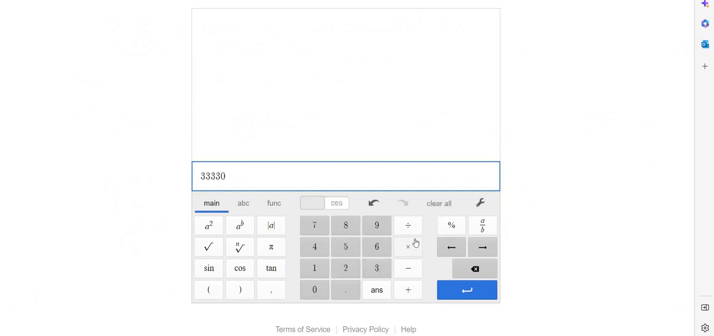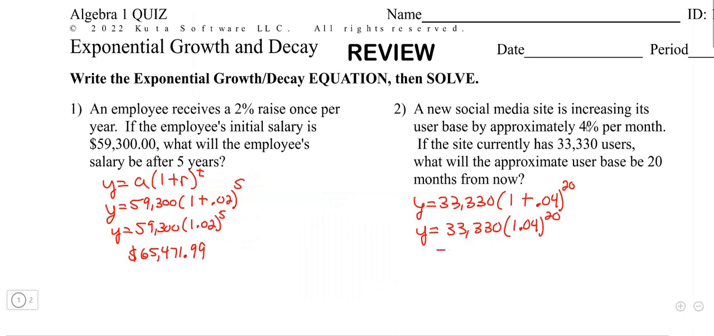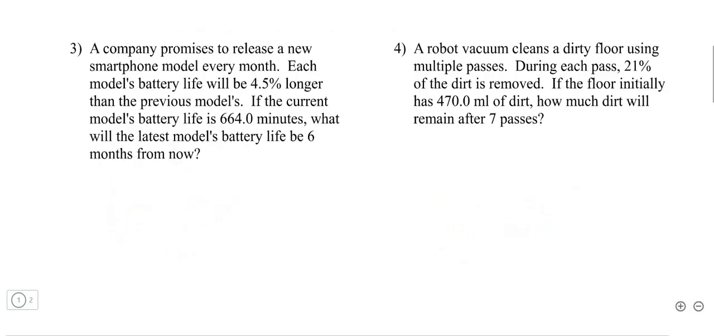So now let's go ahead and punch that into our calculator. 33,330 times 1.04 to the 20th power. And we get 73,030.13436, but since we're dealing with people, we round to the nearest whole number. So our answer is 73,030. So that's going to be, in 20 months, approximately 73,030 users. All right, let's take a look at number 3.